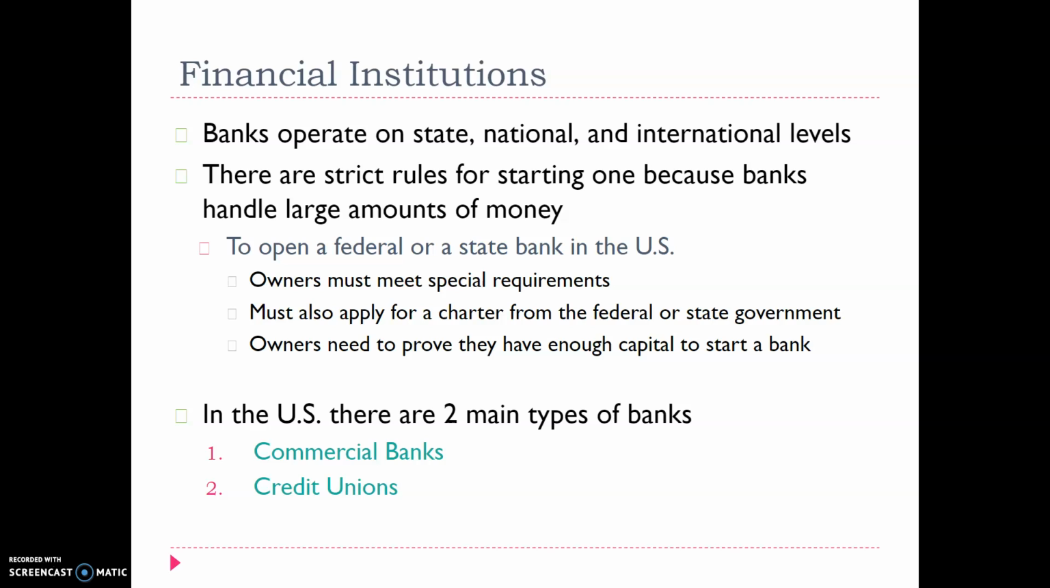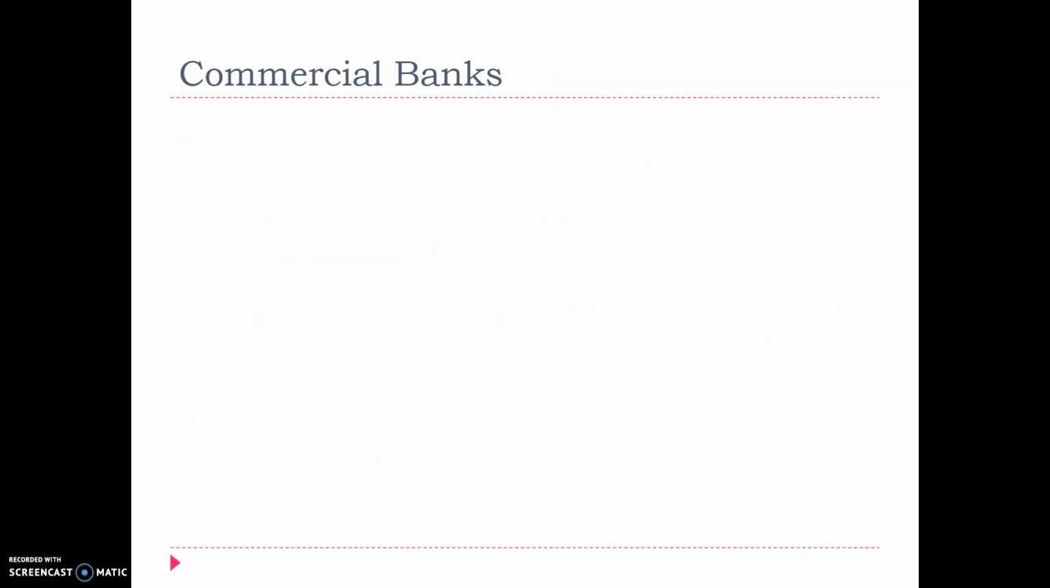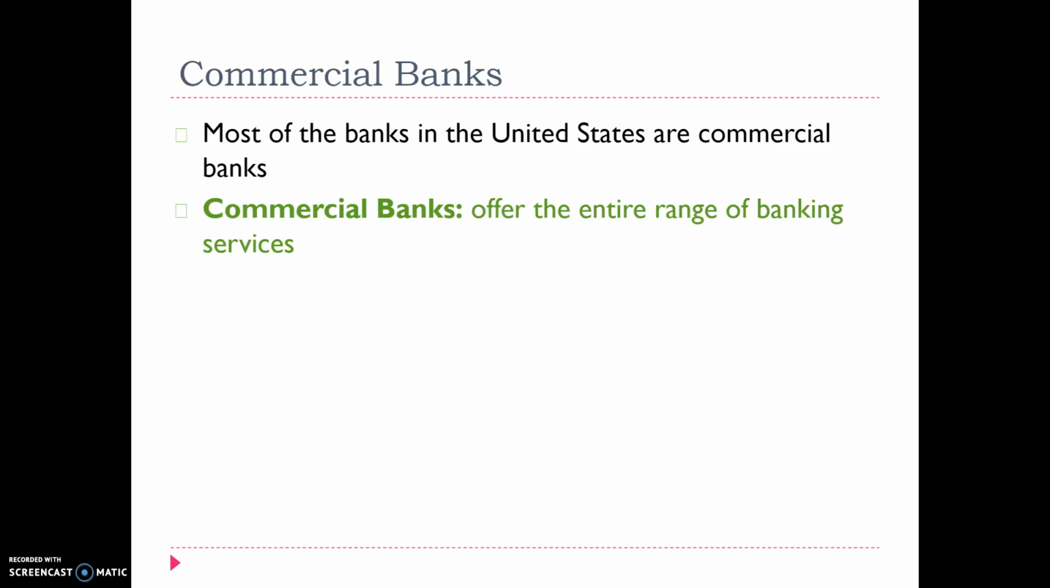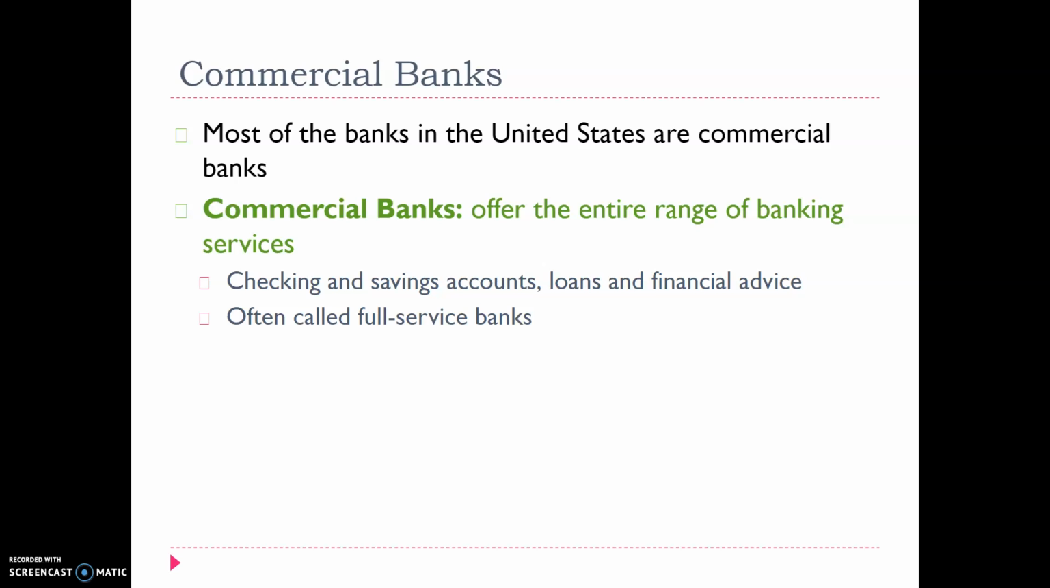And so in the US, there's actually two types of banks. There's commercial banks and then there's credit unions. Commercial banks are what we typically think of when we think of most banks in the US. They offer an entire range of banking services from checking and savings accounts to loans. They might also do some investing as well. A lot of times, commercial banks are called full service banks, and they also serve both individuals and businesses.